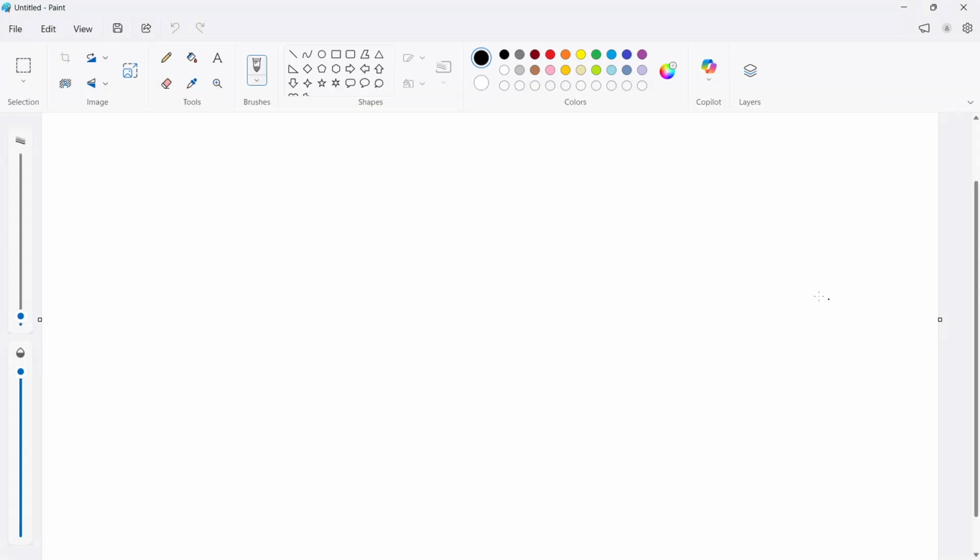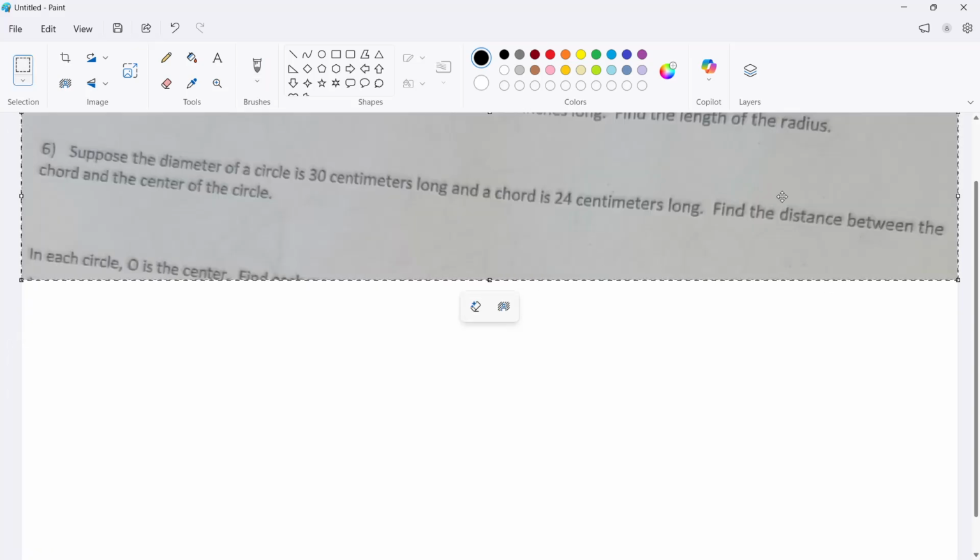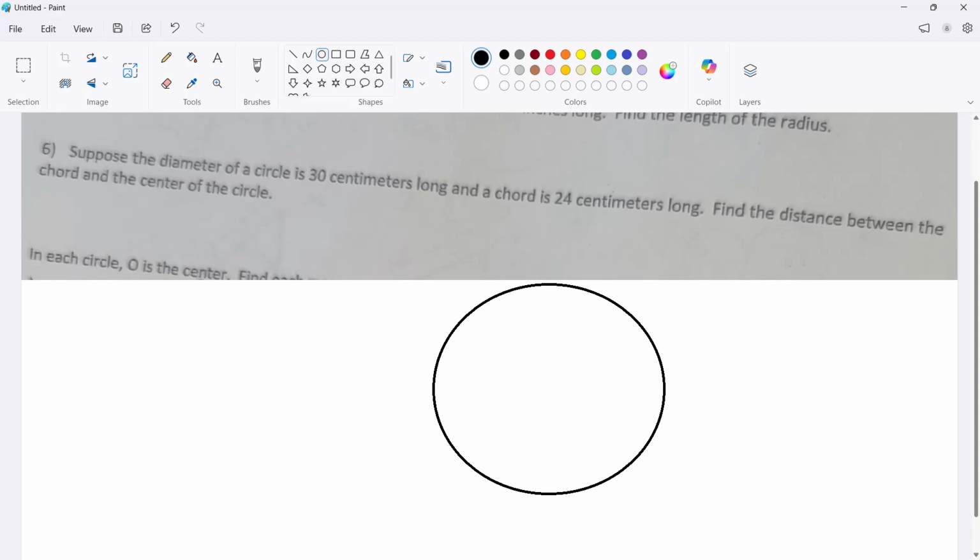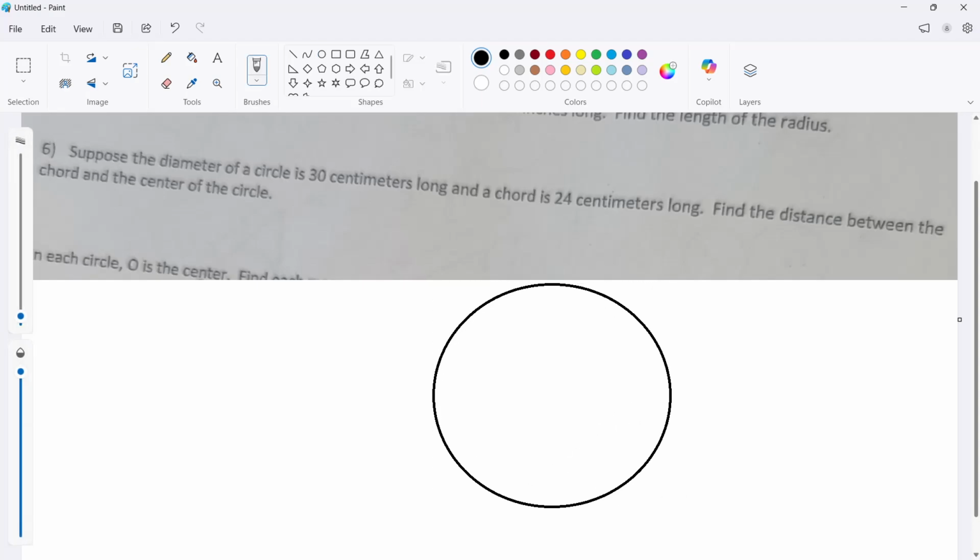I will copy it and put it over here so I have more room. Copy pasta. Suppose the diameter of a circle is 30 centimeters long and the chord is 24 centimeters long. I call it chord, but it's a chord. Okay, here's my circle. Maybe mine isn't perfectly circular.